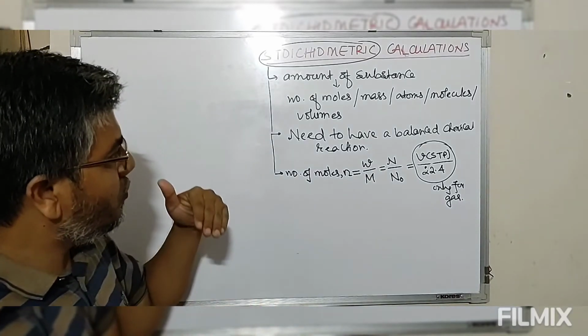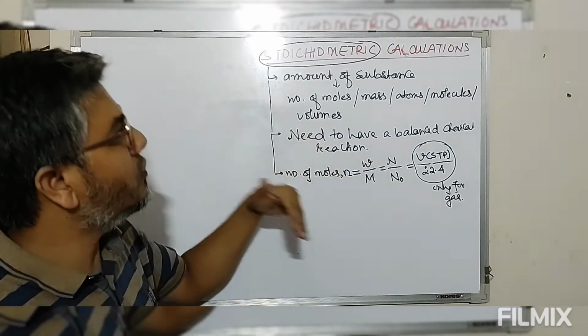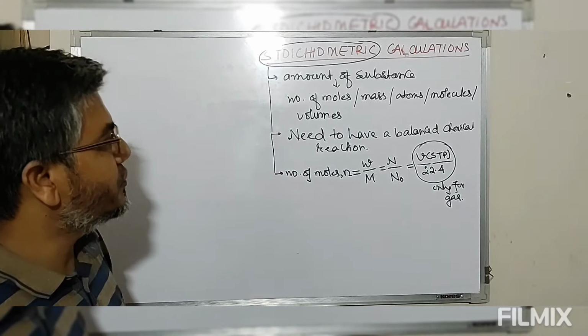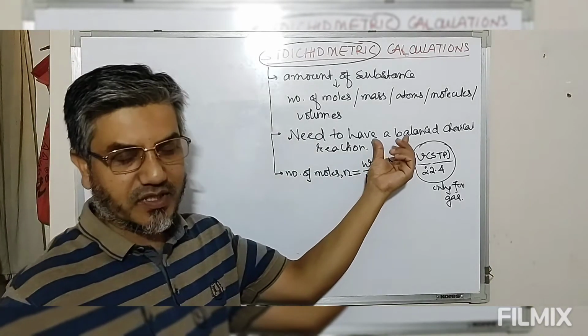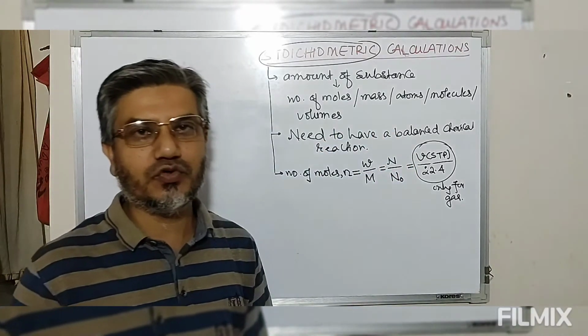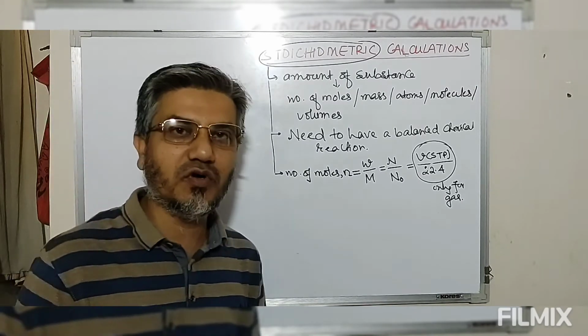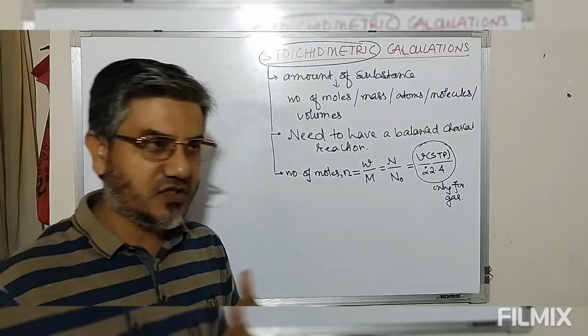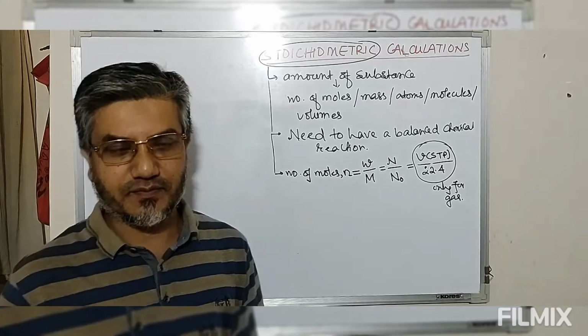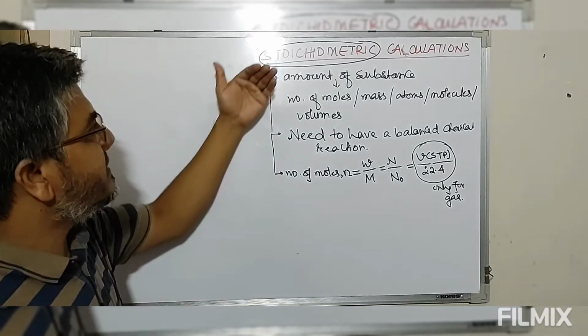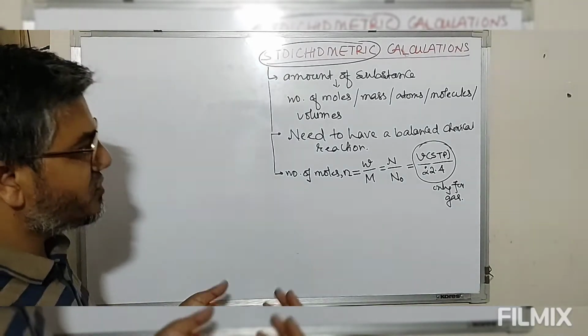Now for these stoichiometry calculations, we need to have a balanced chemical reaction. This reaction will be shown to you, or it may be given in the form of words, and from this we have to balance the chemical reaction. Now for this stoichiometry calculation, let me give you just an example here.